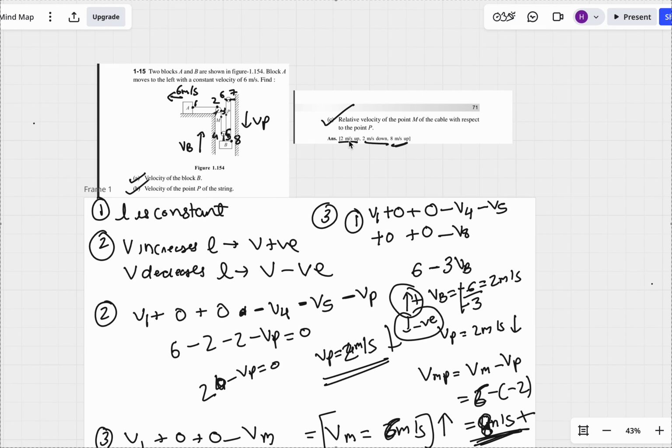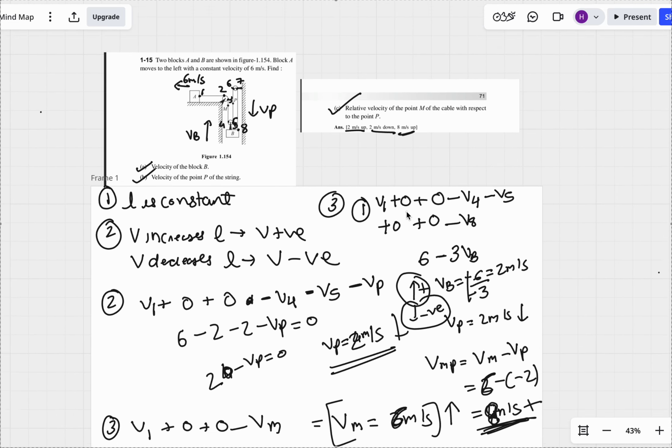Yeah, that's it, guys. 2 meters up, 2 meters down, and 8 meters up. We have got all the answers using the point method.